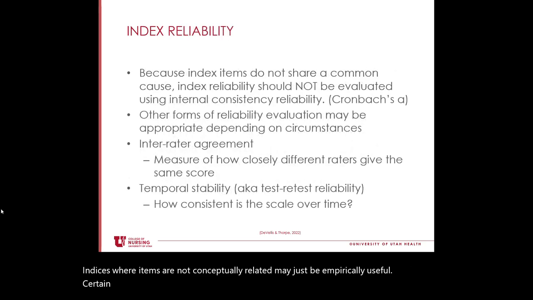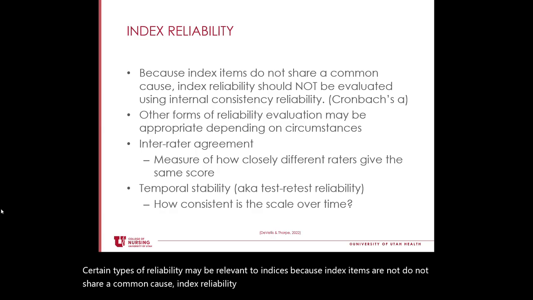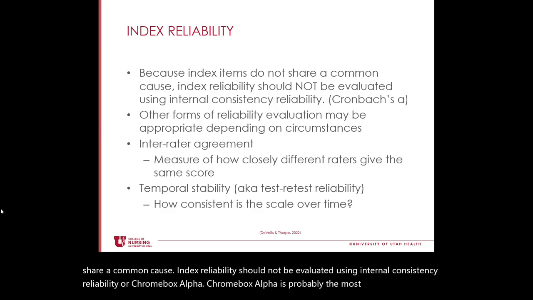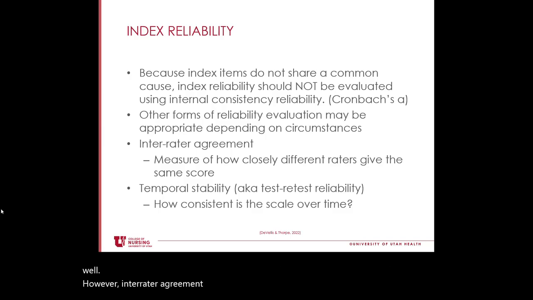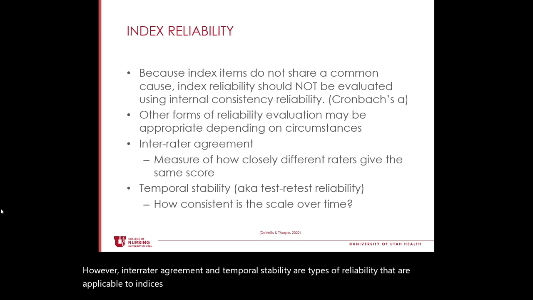Certain types of reliability may be relevant to indices. Because index items do not share a common cause, index reliability should not be evaluated using internal consistency reliability or Cronbach's alpha. Cronbach's alpha is probably the most common type of reliability examined with scales, so many individuals often expect to see it used with indices as well. However, inter-rater agreement and temporal stability are types of reliability that are applicable to indices. See the previous section for a fuller description of those types of reliability.